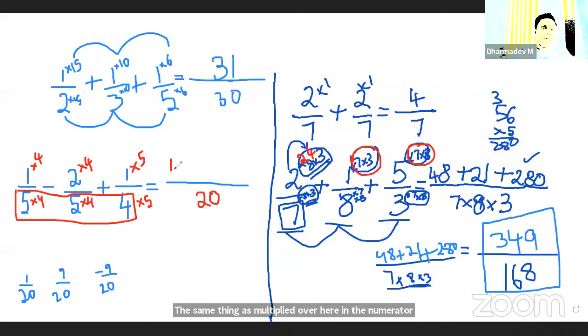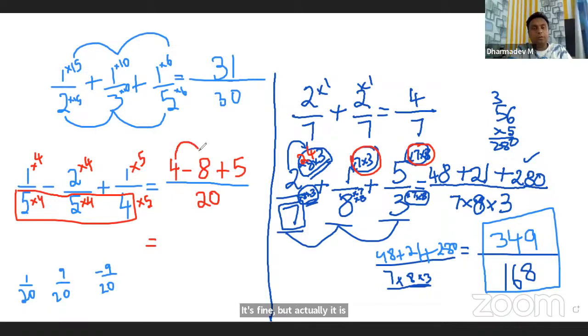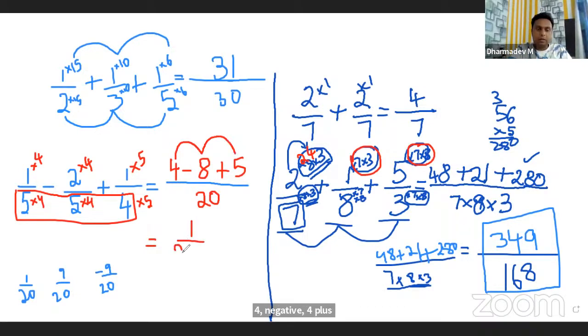So 1 times 4 is 4 minus 2 times 4 is 8 plus 1 times 5 is 5. You use BODMAS or whatever rule. You say first is subtraction, then addition, it's fine. But actually it is addition only after that subtraction, BODMAS. So if I subtract these both first, it's -4. -4 plus 5, still it is 1. 1 over 20. No changes.